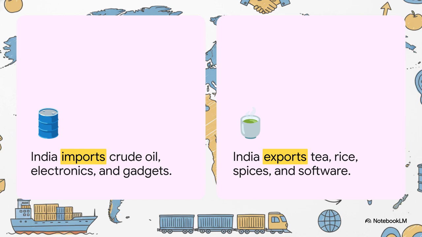On one hand, India is a massive importer of things like crude oil and intricate electronics. They're bringing in what they lack or what they want to upgrade. But on the other hand, they balance the scales by exporting what they excel at globally. We're talking world-class tea, rice, pharmaceuticals, and cutting-edge software services. When someone in Europe is using Indian-developed medical tech, that's India's export engine hard at work.